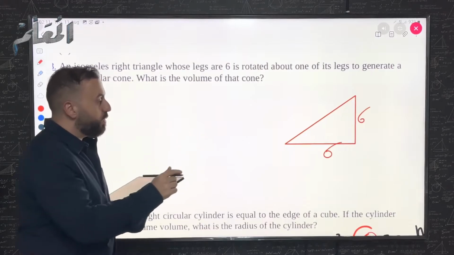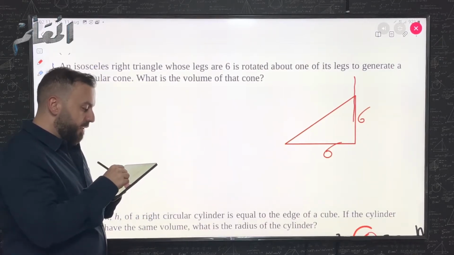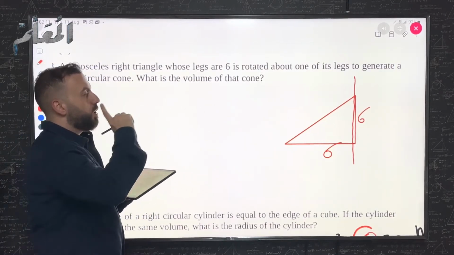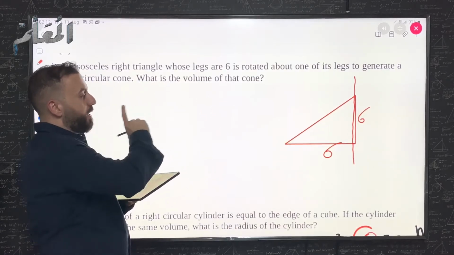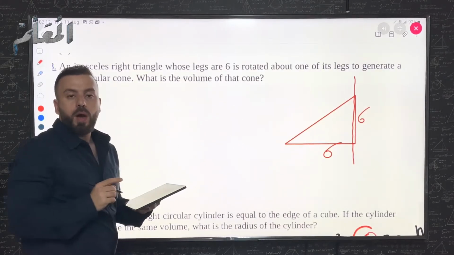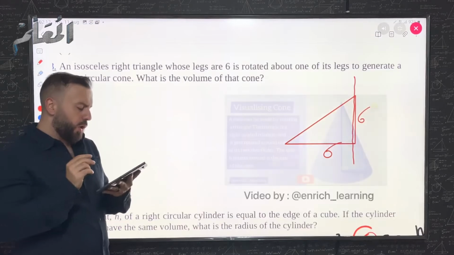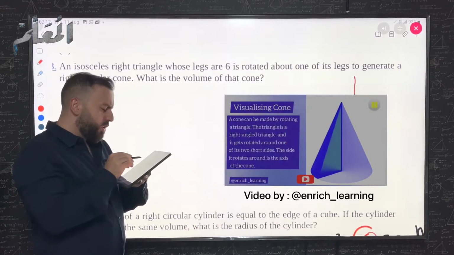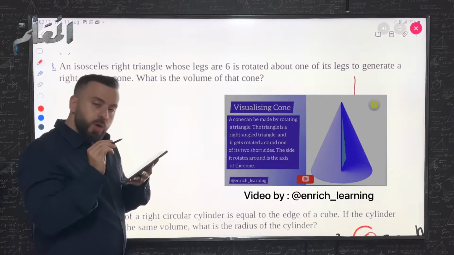This triangle is going to rotate about its axis. Like this is the axis. It's going to go around. Okay, around the y-axis, let's say, and it'll show you a cone. Okay, it'll show you what? A cone. So what is the volume of this cone?